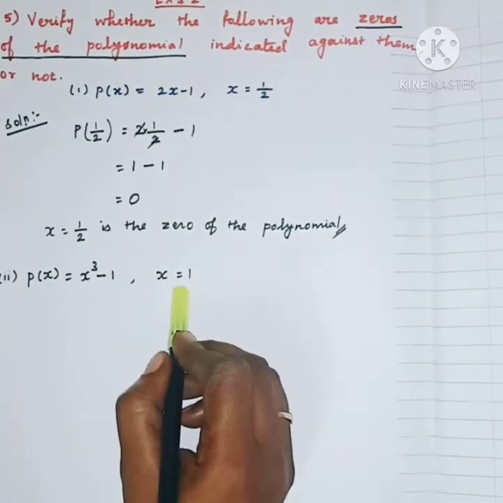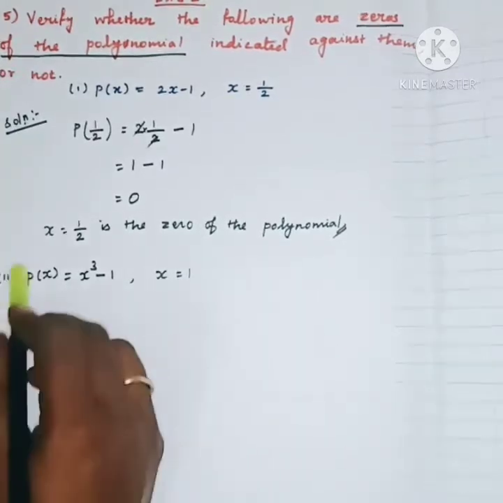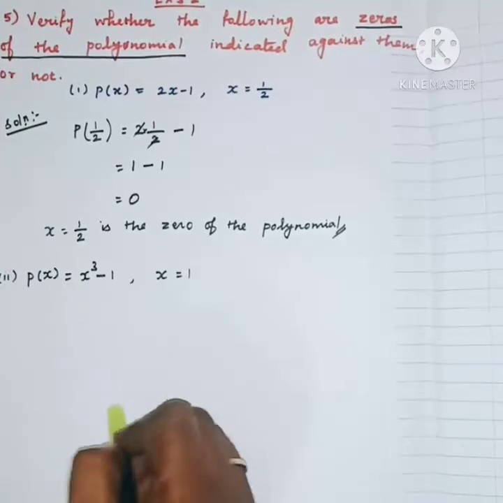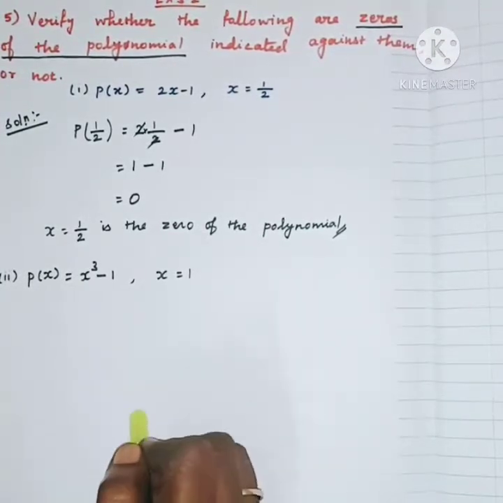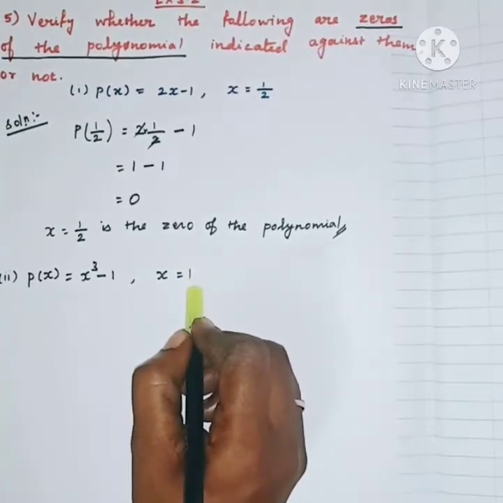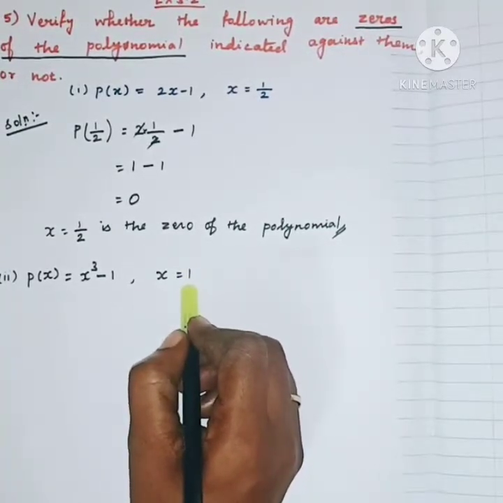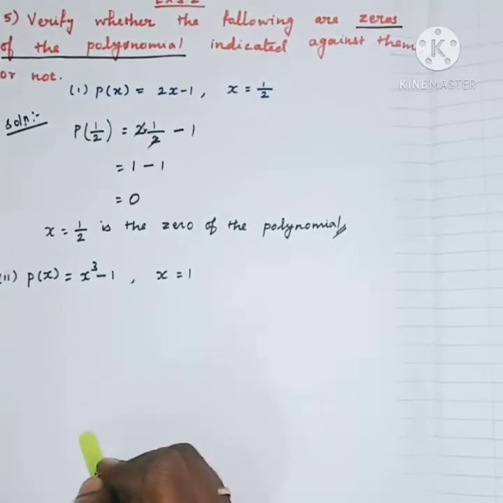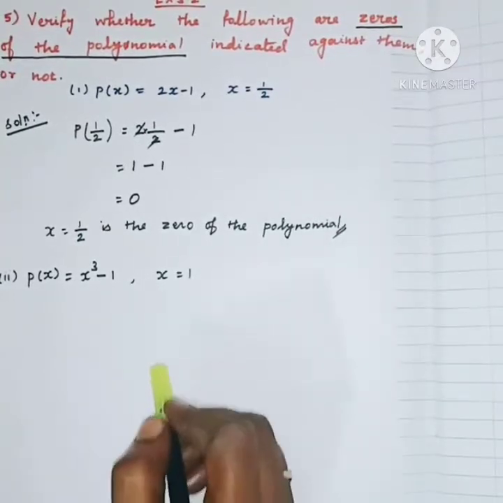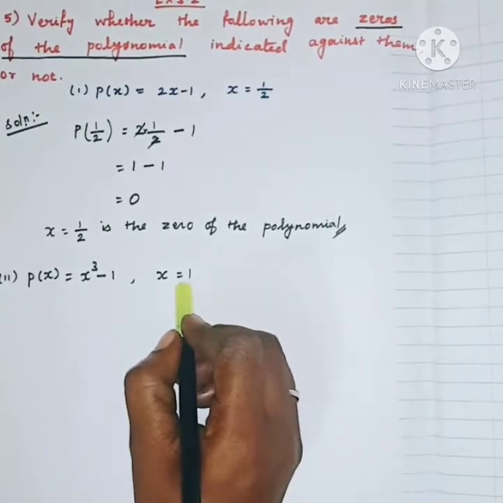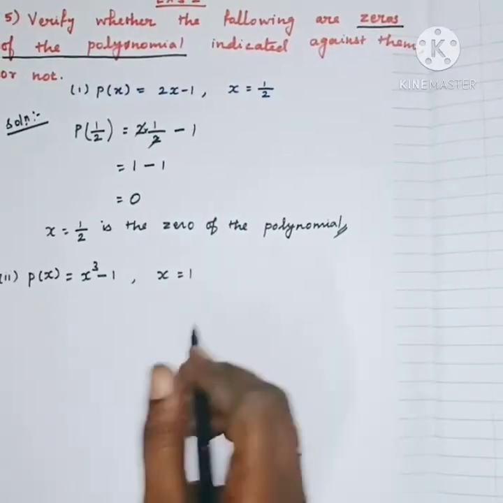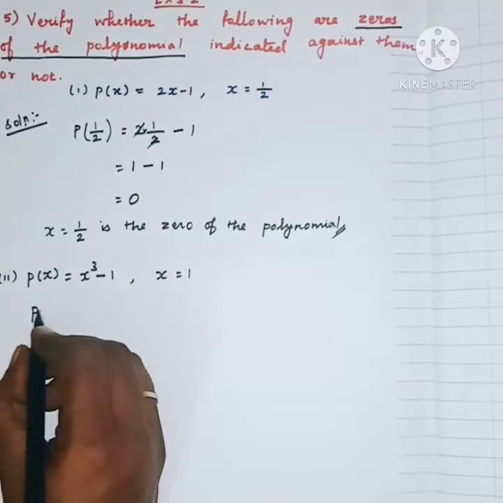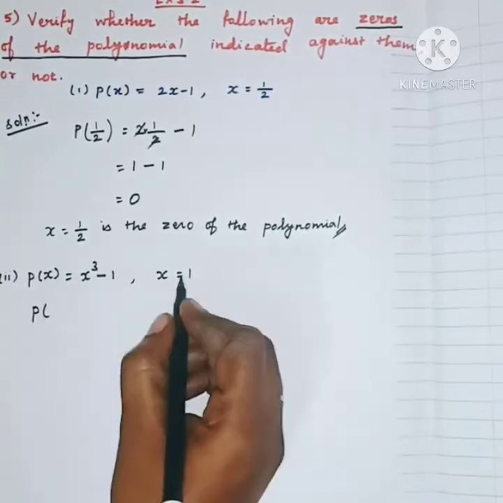By substituting this 1 in the polynomial, we should get the answer 0. If we get the answer 0, then we will say x is equal to 1 is the zero of the polynomial. If we didn't get the answer 0, then we should say x is equal to 1 is not the zero of the polynomial. Is it clear? Okay. Now, substitute the value x is equal to 1.